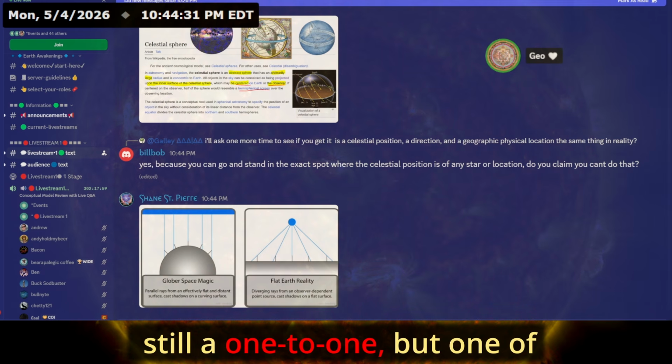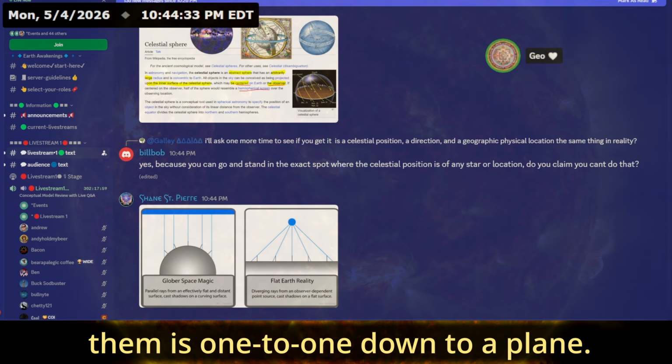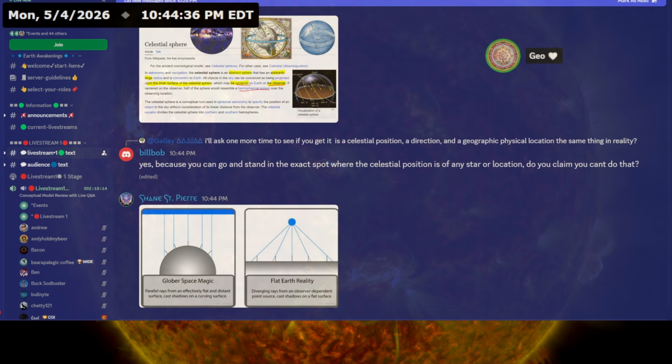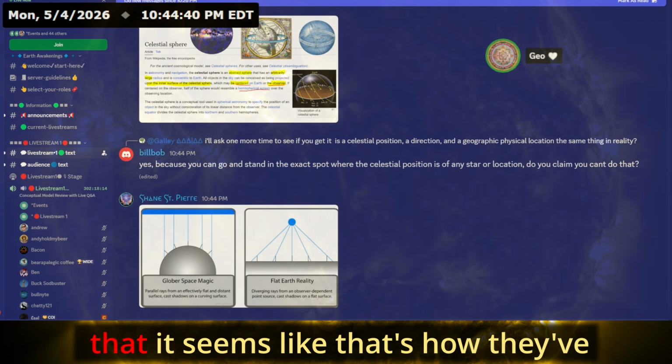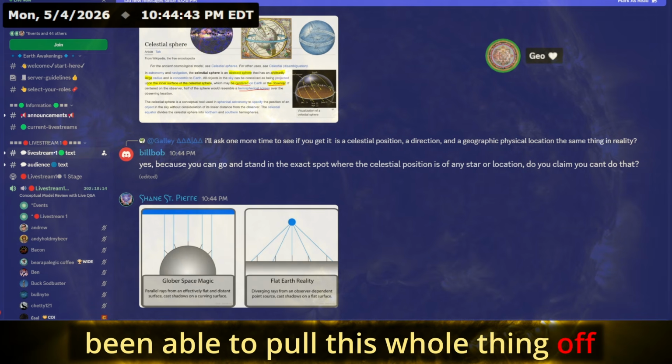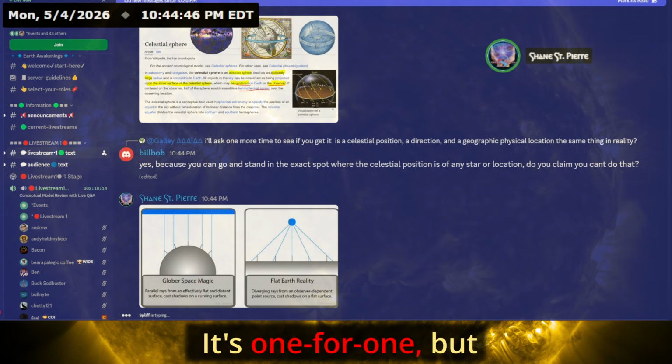There's still a 1-to-1, but one of them is 1-to-1 down to a plane. The other one is 1-to-1 to the center of a sphere. And then there are slight differences there, but at the same time, there's enough overlap that it seems like that's how they've been able to pull this whole thing off for all these years. It's 1-for-1, but it's inverted, right?